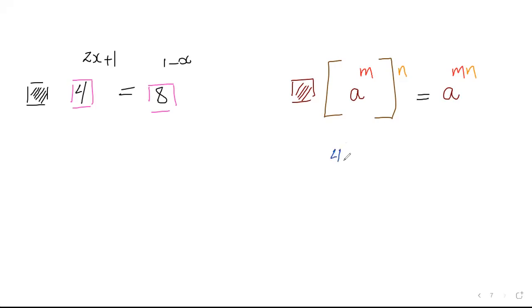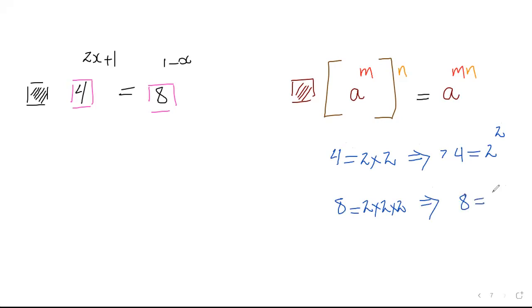As a strategy, we know that 4 can be written as 2 times 2, which means that 4 equals 2 to the power 2. Am I right? Yeah. How about 8? We can write 8 as 2 times 2 times 2, which means that 8 can be written as 2 to the power 3. Yes? Yeah. Then we see that 8 and 4 can be written in exponential forms that share the same base. And that's what we want. We want to reconfigure them so that all of them have the same base.